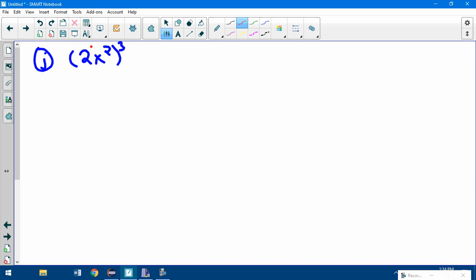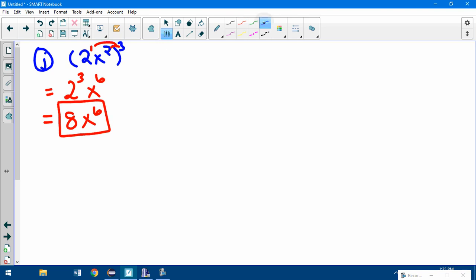Remember, this 2 has a 1 on it again, so this 3 gets distributed to both pieces. And it's not 2 times 3, so it's not going to be 6 out front. It's the exponents that get multiplied, 1 times 3. So this is going to be 2 to the 3rd, x to the 6th. 2 to the 3rd is 2 times 2 times 2, 8. So it'll be 8x to the 6th. So I would always fill in 1s where there are missing exponents, if there are any. That'll help you.